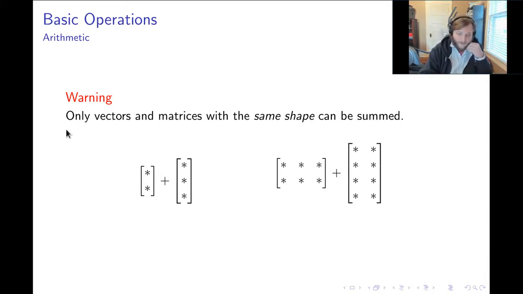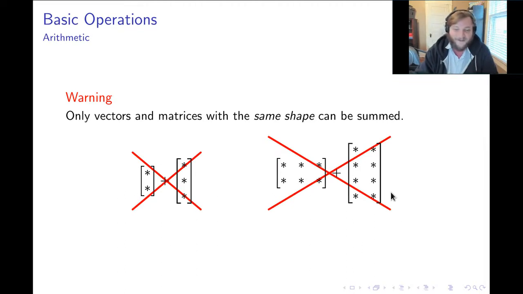So if somebody tried to write this sort of addition here, so here what we're indicating is something where we have a vector in R2 being added to a vector in R3, this makes no sense in the way we've set things up. Similarly, here we're trying to add a 2 by 3 matrix to a 4 by 2 matrix. This also makes no sense in the way we've set things up. So don't try to do anything like this. It doesn't make any sense.